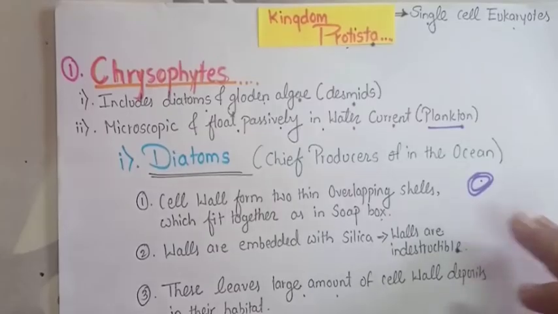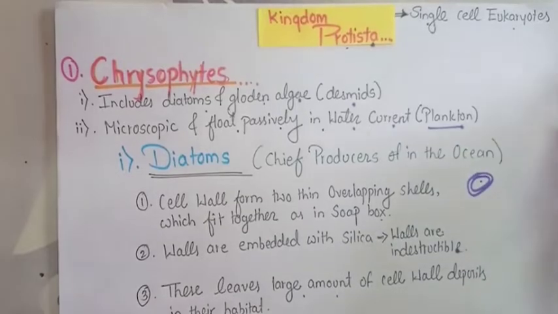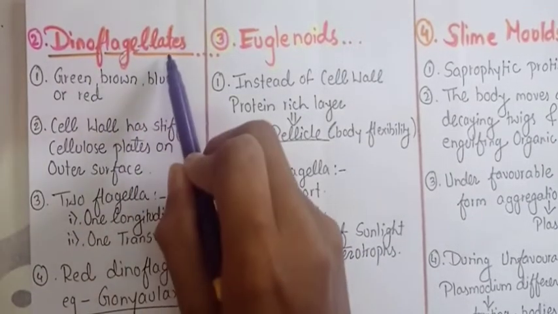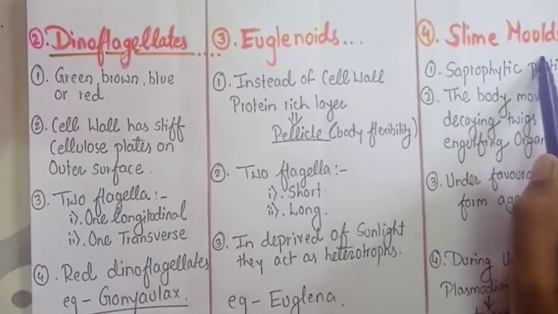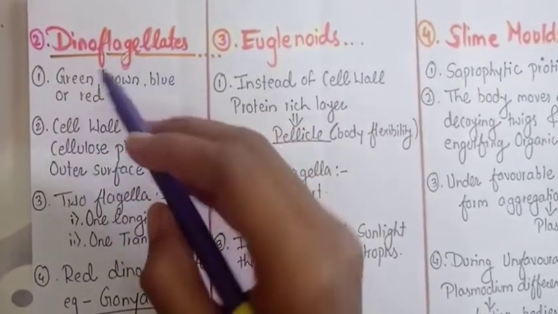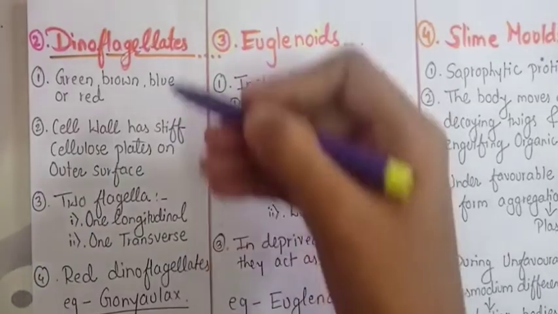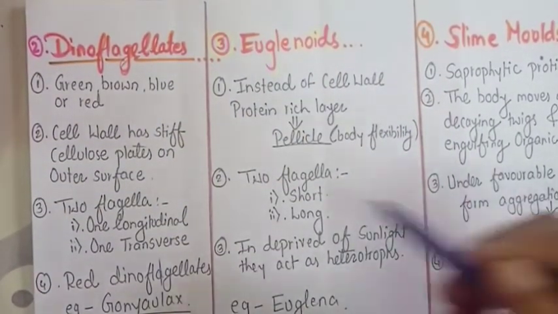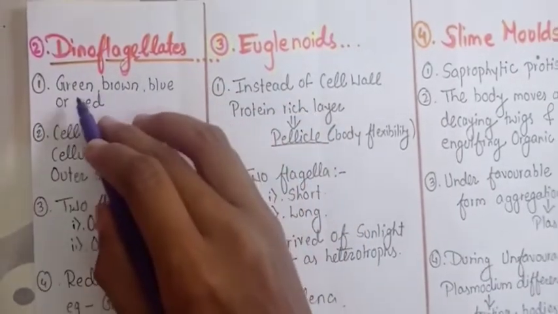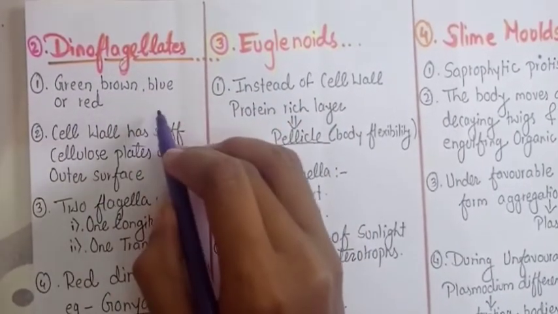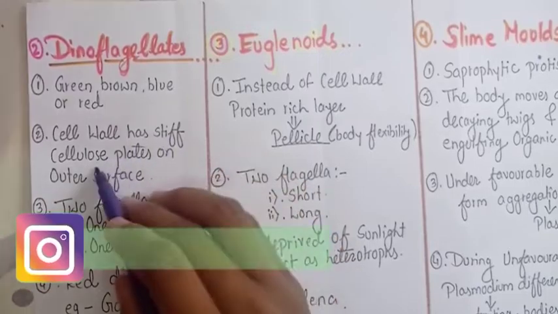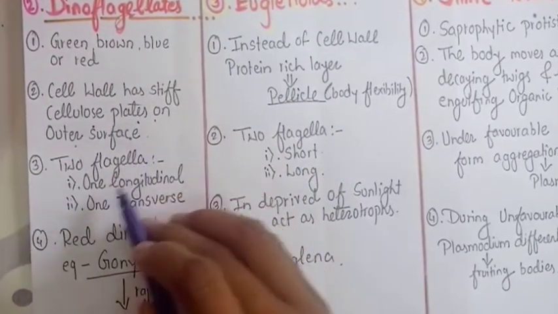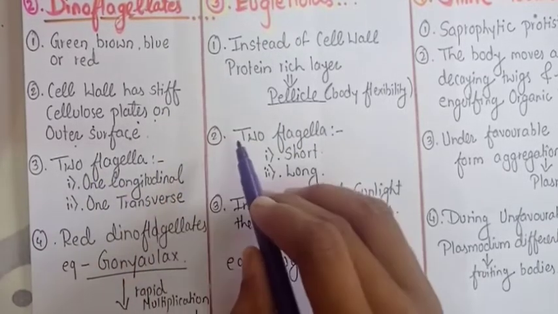Now, let's move to the next classification, the Dinoflagellates. Here we are going to see about the Dinoflagellates, Euglenoids and Slime Moulds. About Dinoflagellates, these are the points we have to remember, and all of them have been taken from NCERT. Dinoflagellates are green, brown, blue or red in color. The cell wall has stiff cellulose plates on the outer surface. Two flagella are there, one longitudinal and one transverse.